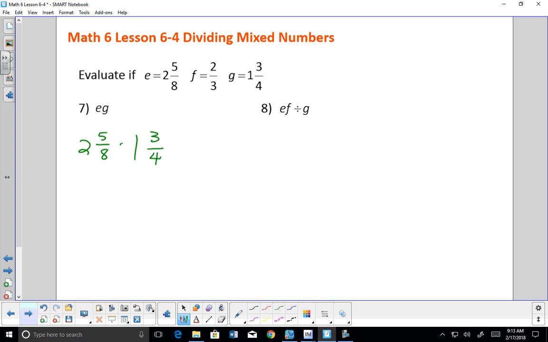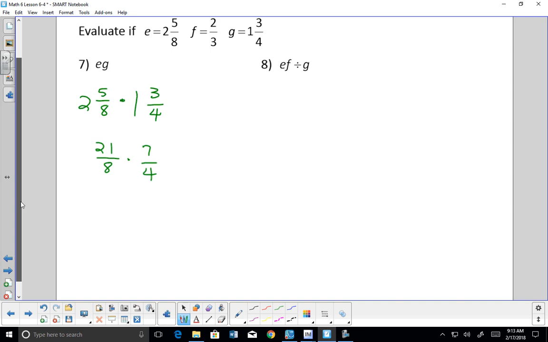So we're simply just going to change them to improper fractions, and then cross-cancel if possible, and then multiply. 8 times 2 is 16. 16 plus 5 is 21. So 21/8 times 4 times 1 is 4, plus 3 is 7, 7/4. Oh, I wish I was dividing, because then this would cancel out so much nicer, but nothing cancels. 21 times 7. 7 times 1 is 7. 7 times 2 is 14. So 147. 8 times 4 is 32.